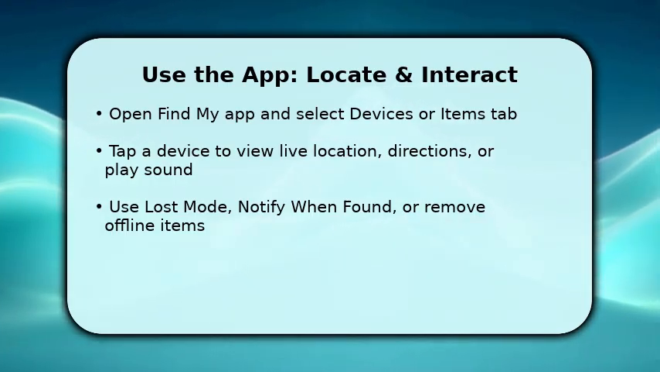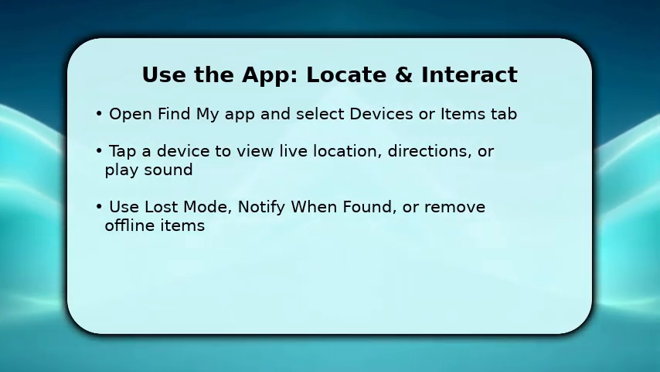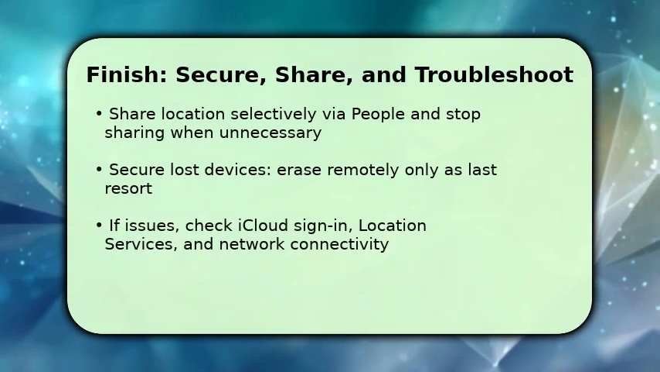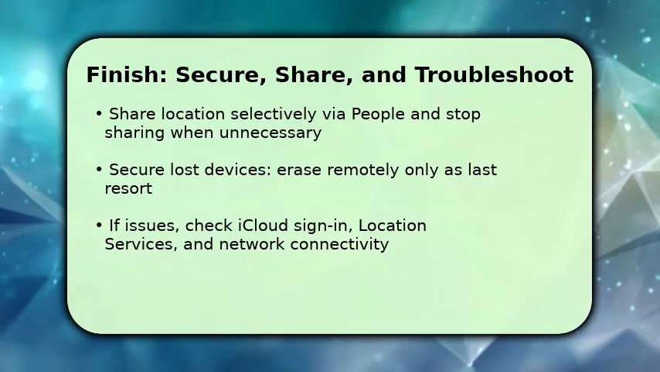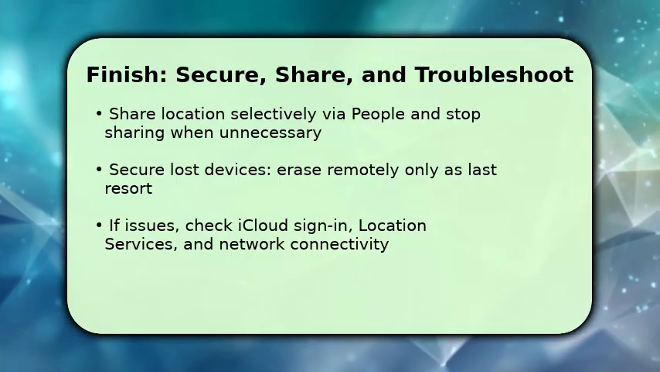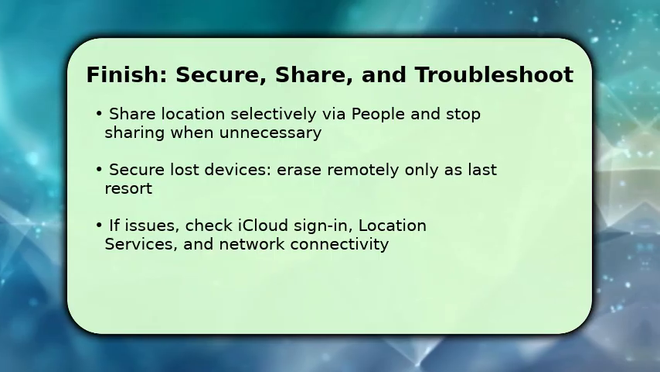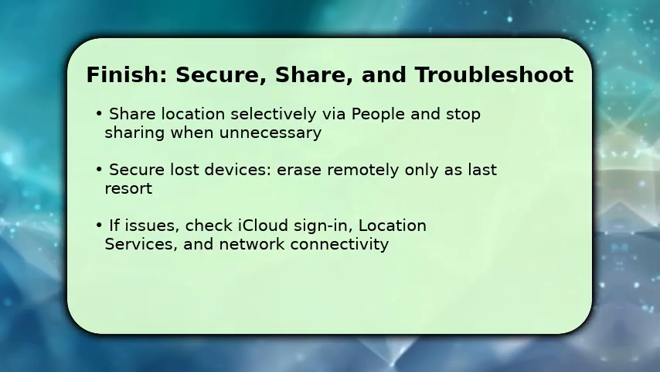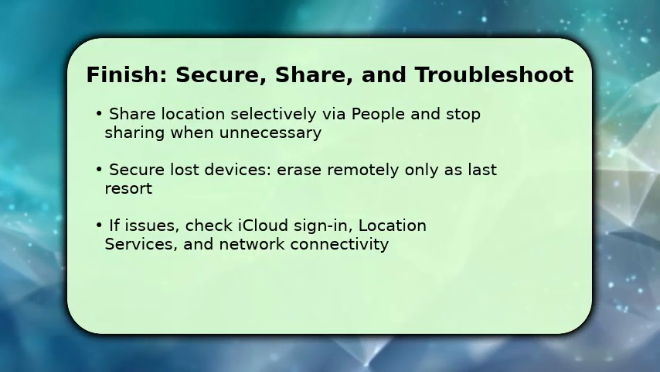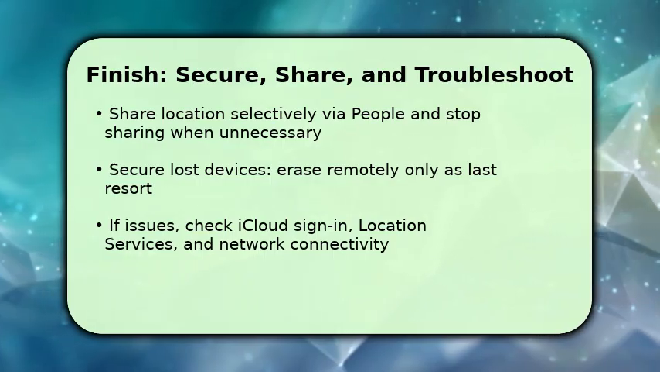To finish, confirm sharing and security. Share your location only with trusted contacts through People, and revoke access when it's no longer needed, because continuous sharing affects privacy. If a device is irretrievable, erase it remotely, but remember this disables further tracking. Use as a last resort.